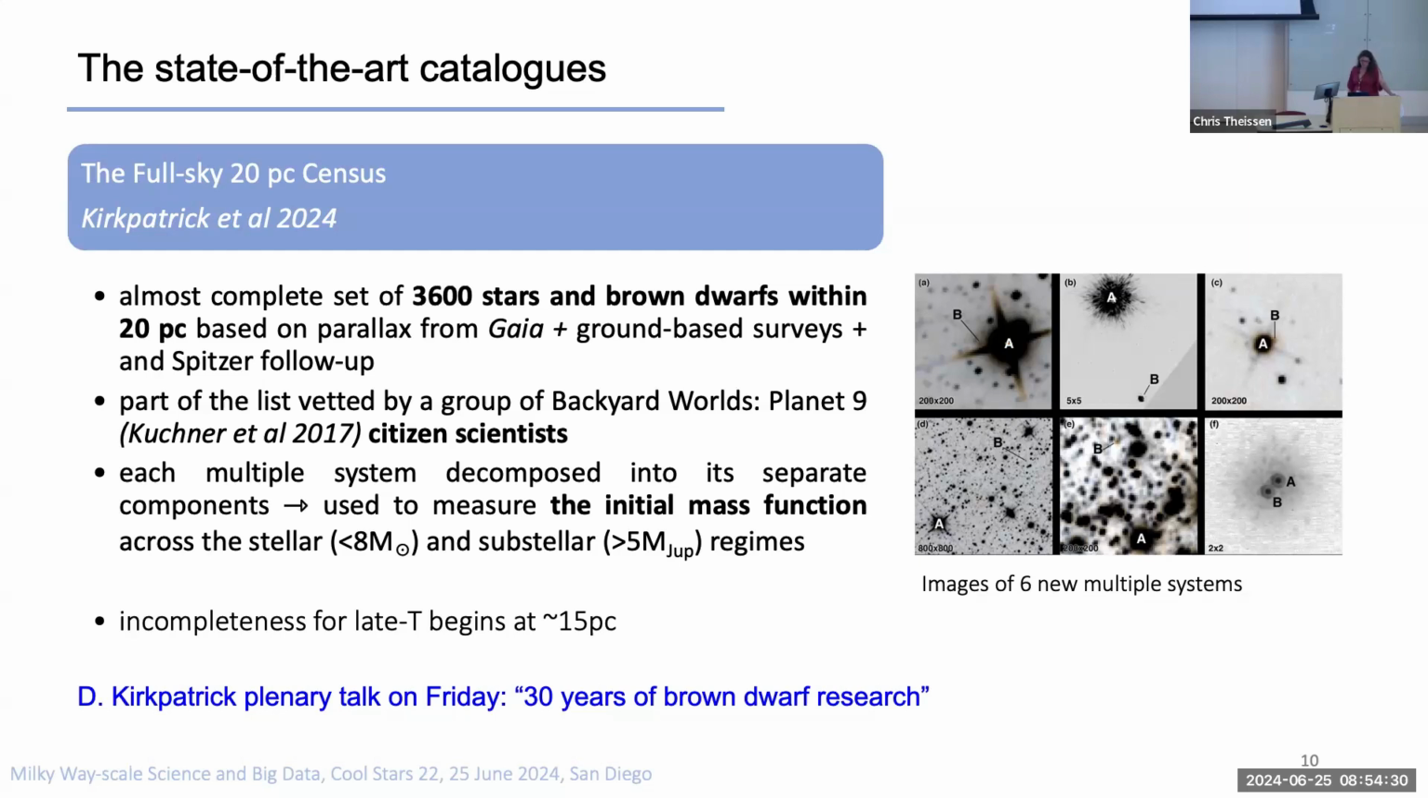And they did a huge work to decompose each multiple system into its separate components, which was used to measure the initial mass function across the stellar to substellar regime. Still, it's incomplete for late brown dwarfs, which starts around 15 parsec, and I'm sure that Devi will tell you everything you want to know about brown dwarfs on Friday.